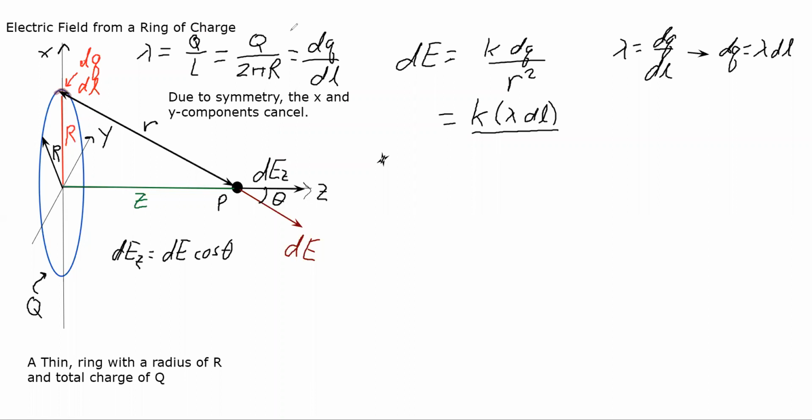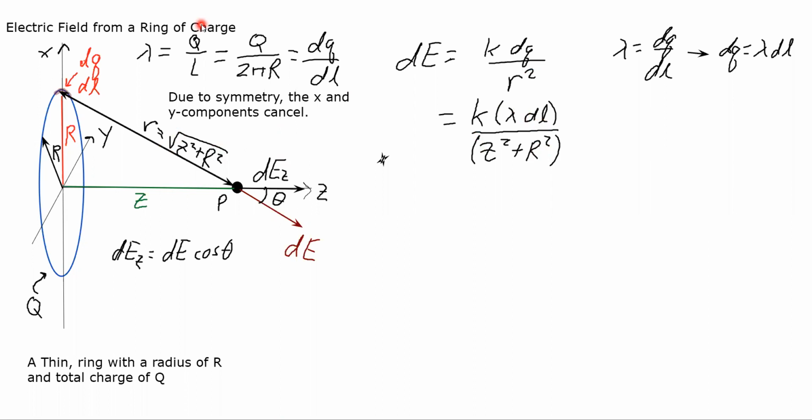So what would r be if we're talking about this distance right here, the hypotenuse of my triangle? Well, r in that case is just the square root of z squared plus R squared. Because it's being squared here, the square root and the square make it go away. Okay, so here's my dE.